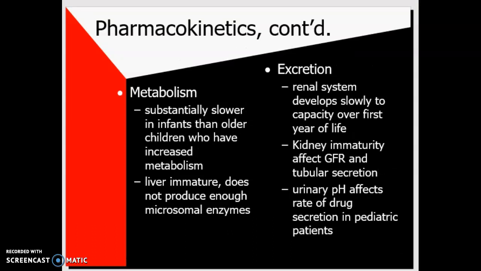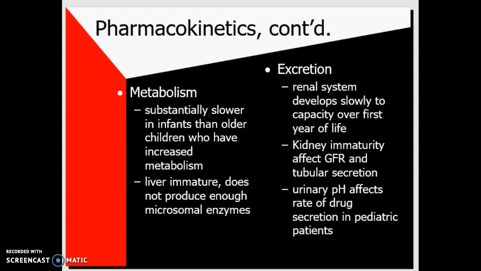When we look at metabolism, the metabolism is substantially slower in infants than in older children. Older children usually have an increased metabolism, which means that the dose may need to be increased. As we also noted in the pregnancy discussion, a child can have problems due to substances that they were exposed to when they were in utero, or that the mother was exposed to during pregnancy. Again, we have this immature liver. It doesn't produce the enzymes or the microsomal enzymes, and so metabolism is greatly affected. Now that's until 1 to 2 years of age. Genetic differences also, as we have been studying, can affect metabolism.